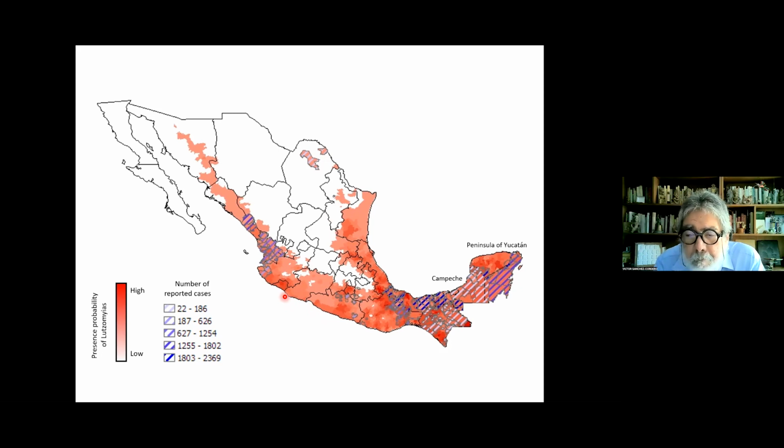But the interesting point that I want to emphasize is that by following this theoretical and methodological approach, you can produce a risk map that appears to be highly predictive of the human cases occurring, at least of Leishmaniasis in Mexico.